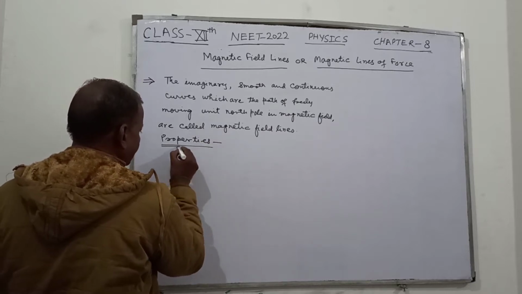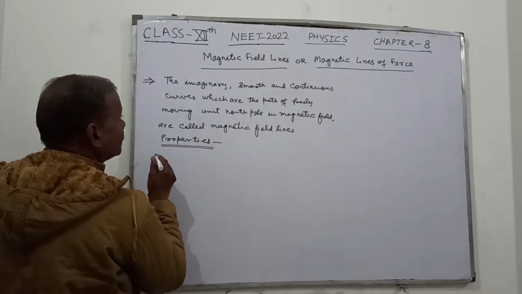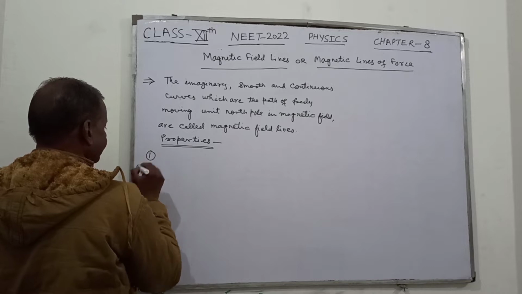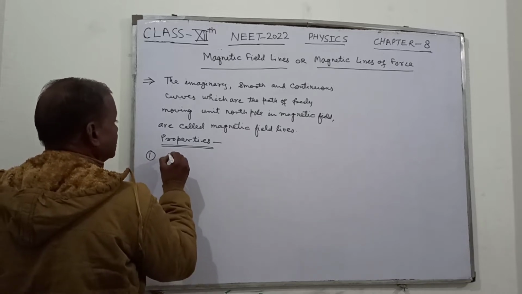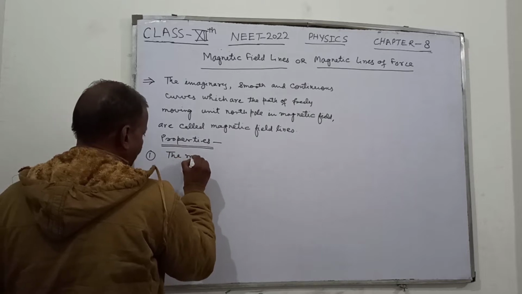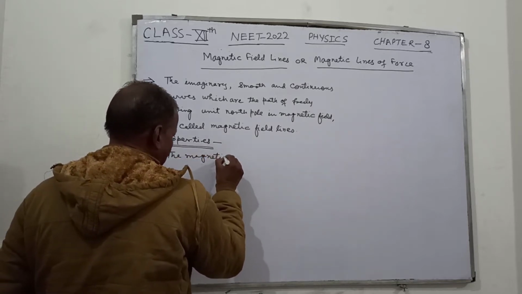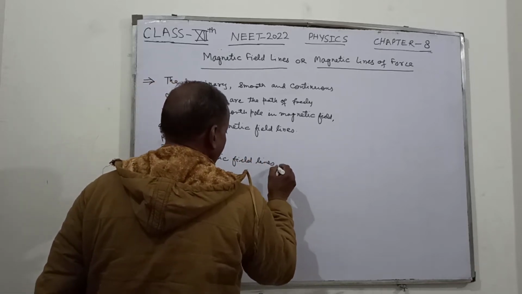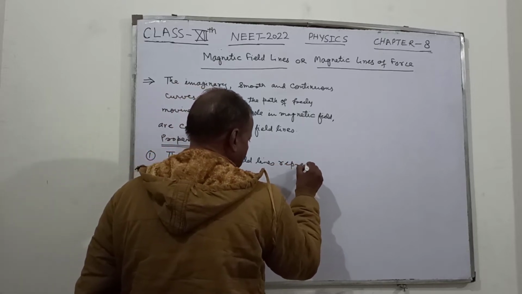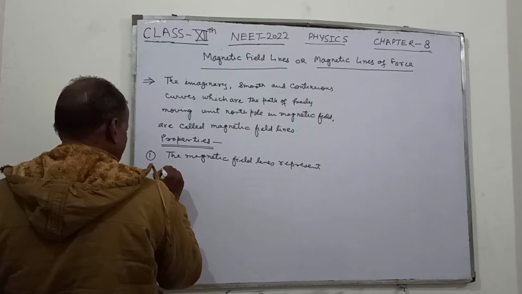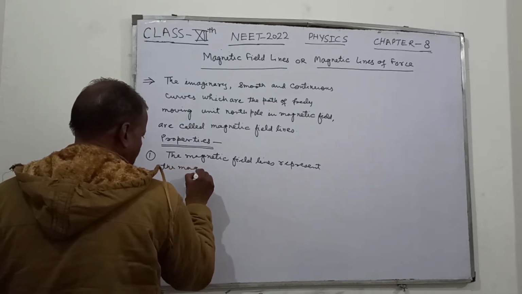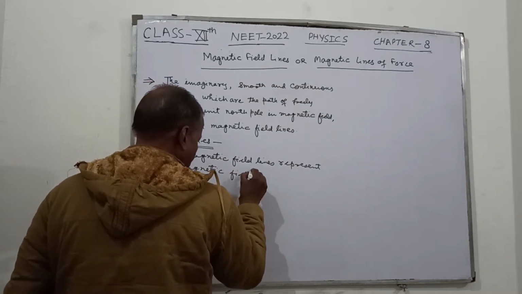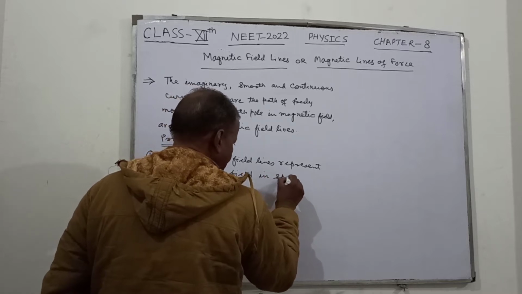Properties. Number one, the magnetic field lines represent the magnetic field in space.